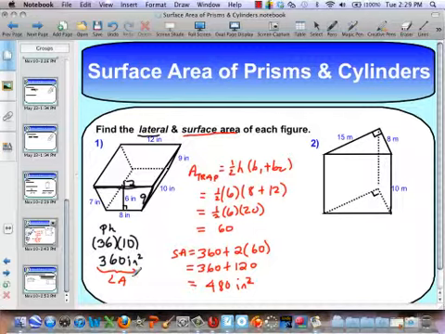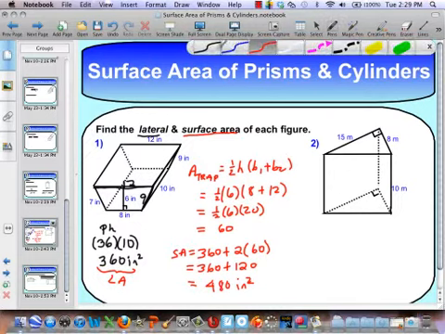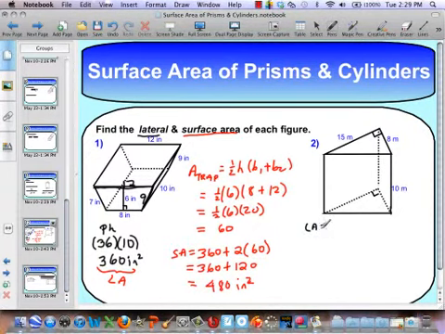All right, on to number 2. What do we have on number 2? A triangular prism. A right triangular prism, which actually makes our job a lot easier, believe it or not. Except for one tiny detail: to find lateral area, it is the perimeter of the base times the height of the prism. What don't we have? We definitely have the height of the prism. It's 10. Why don't we have the perimeter of the base?